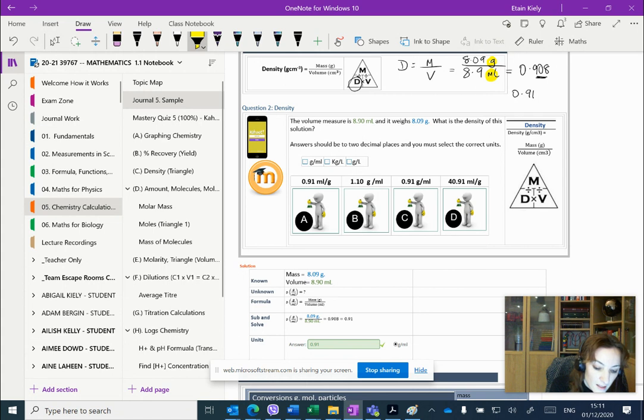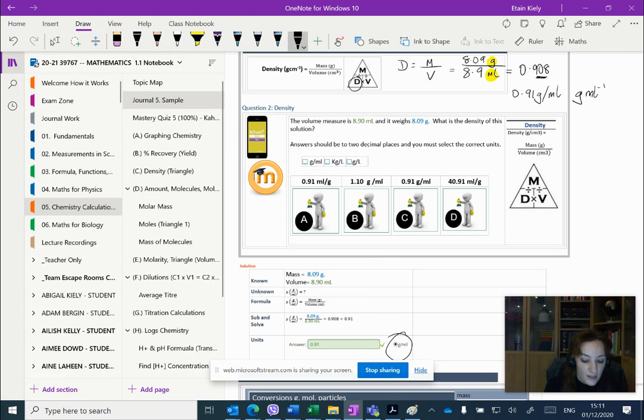And this can be written two ways. It can be written as grams per milliliter, g mL to the minus one, or the way we have it in this question, just grams per milliliter. So this is how you do that question.